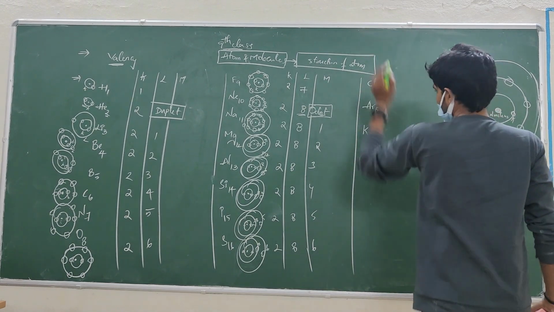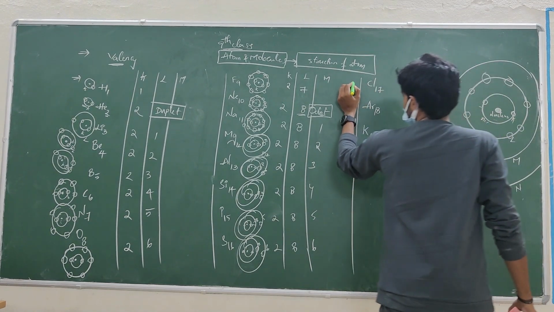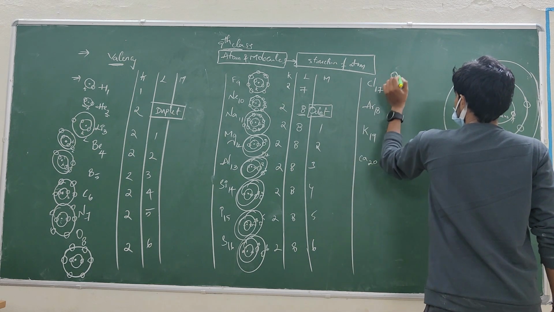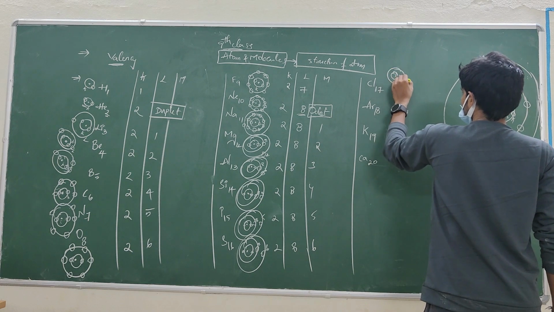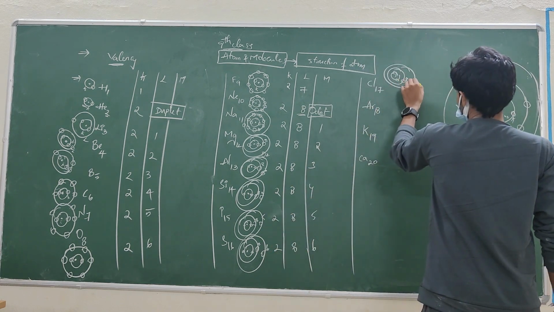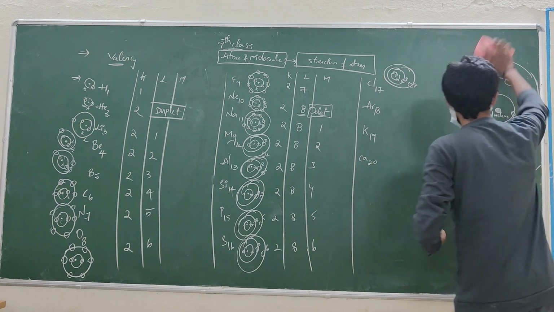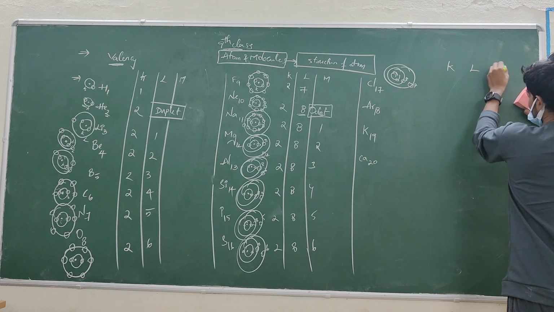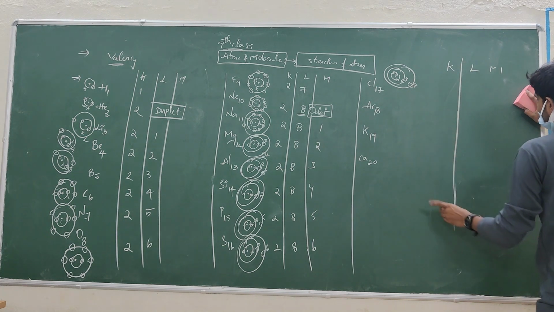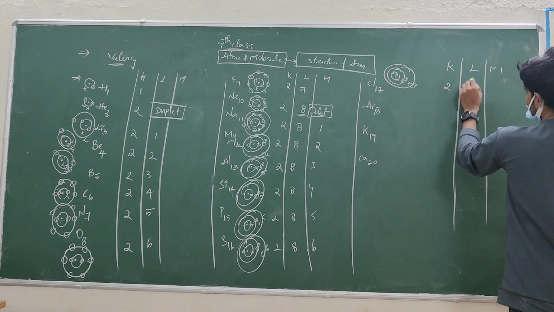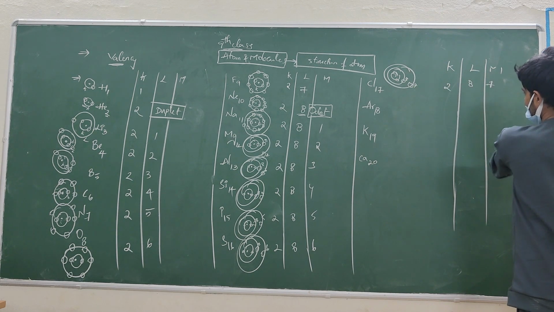Okay, so coming to chlorine, we'll start here. Chlorine contains 2 electrons, then 8 electrons, and then 7 electrons. So K shell, L shell, and M shell. The K shell already contains 2, the next shell contains 8, and the next shell contains 7 electrons, right?